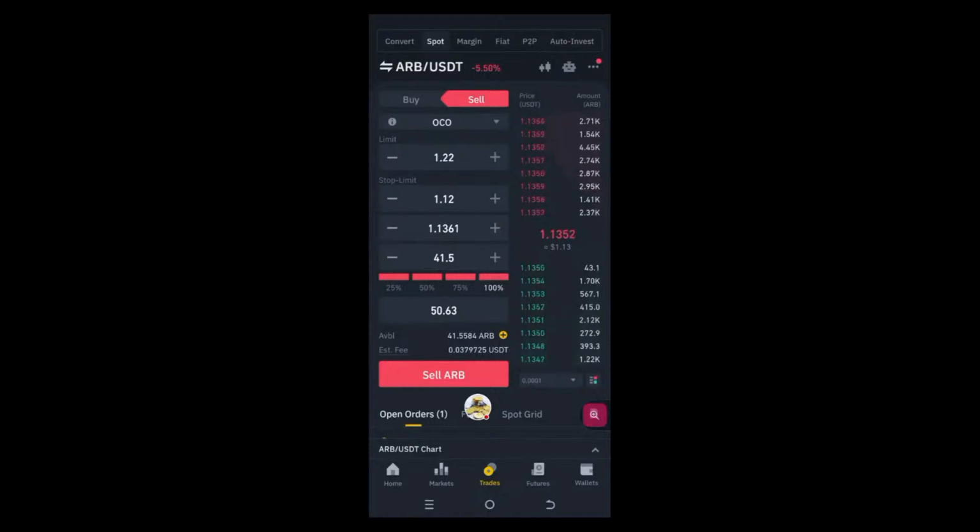That's the reason why I personally will not choose OCO, because I want to get the money. I want the price to get to 1.22 and I get my profit out. Now, that's just the difference, right?